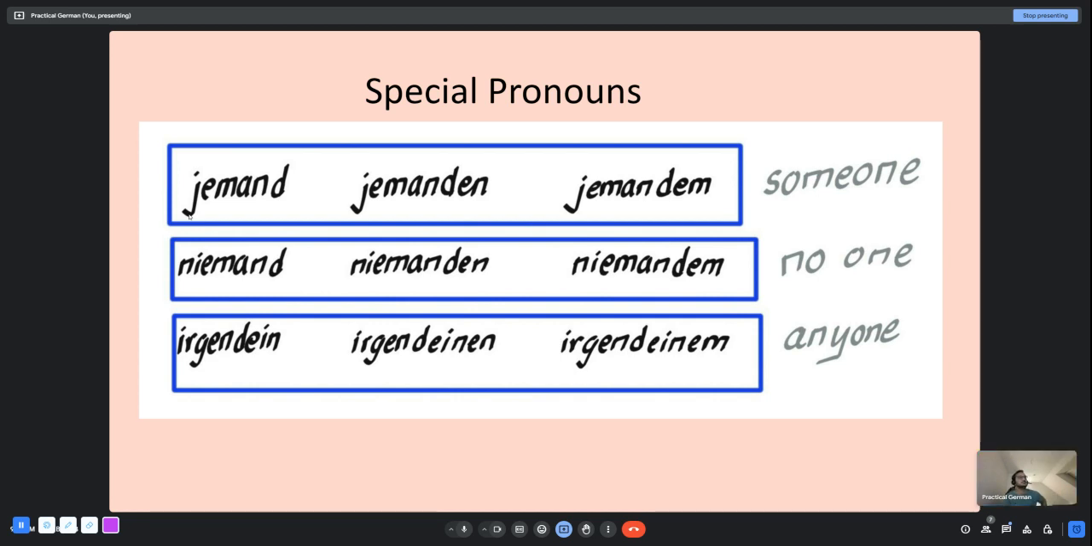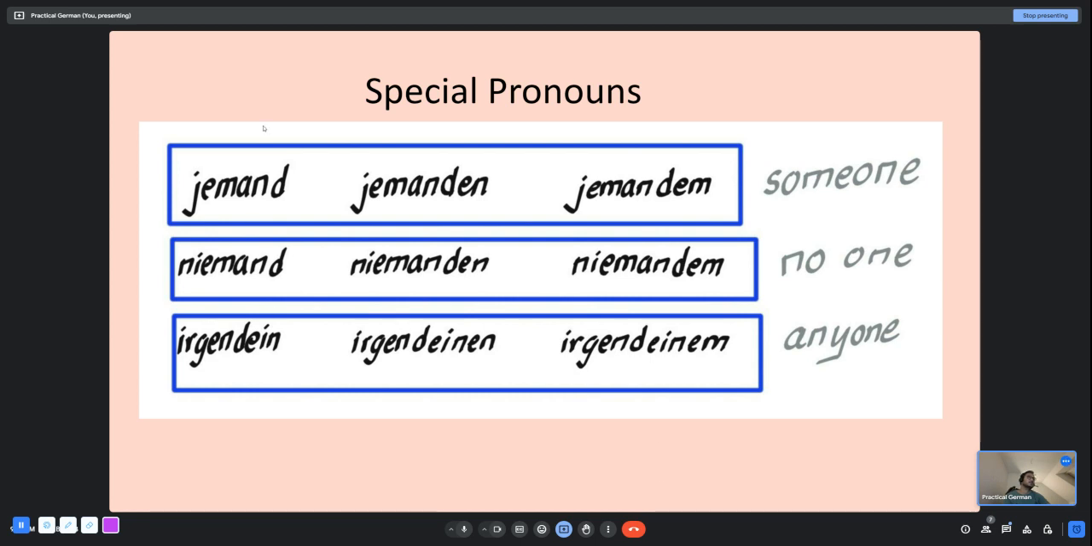Jemand, jemanden, jemandem. Niemand, niemanden, niemandem. Irgendein, irgendeinen, irgendeinem. So the first ones mean someone, the next ones mean no one, and irgendein means any. These are all nominative case, these are all accusative case, and these are all dative case.